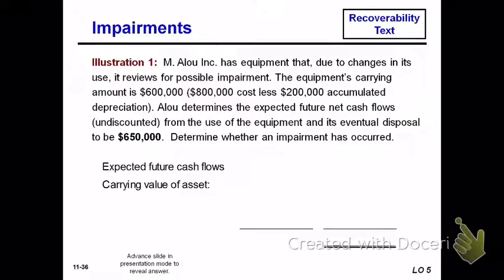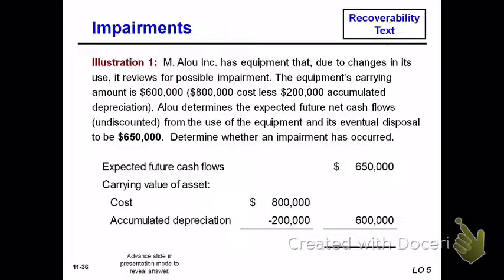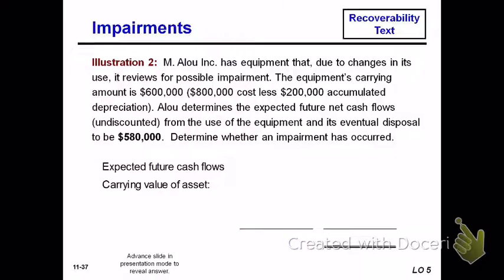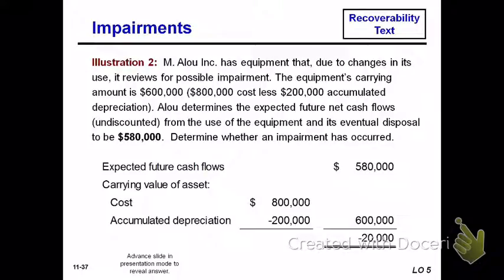Here's an example. This company has equipment that they're going to check. The carrying value is $600,000. The expected future cash flows undiscounted are $650,000. So for the recoverability test, we look at the cash flows of $650,000, compare it to the book value of $600,000, and we don't have a problem here because the future cash flows are more than the carrying value, so we're all set.